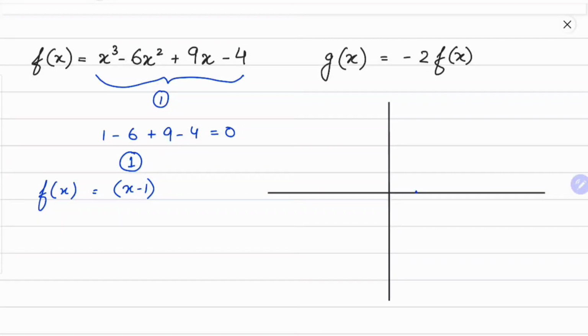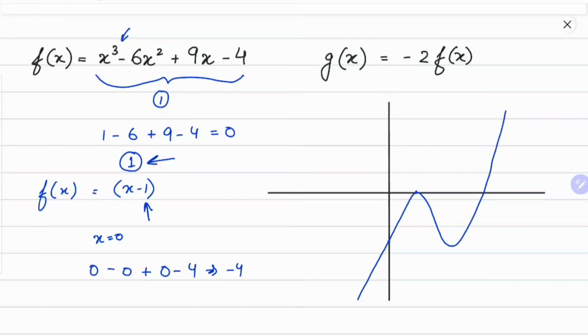Okay, now if we put x equals 0, we will know where it will cut the y-axis. Putting x equals 0, we get 0 minus 0 plus 0 minus 4. So basically it comes out to be minus 4. That means it would be in the negative, somewhere here. Now since it is a cubic, it will have two turning points, and we have found one turning point as 1. So this would be one turning point and it is starting like this. It will turn once here, and so the graph will look something like this. Not exactly, but something like this.